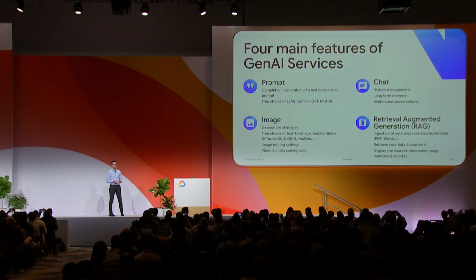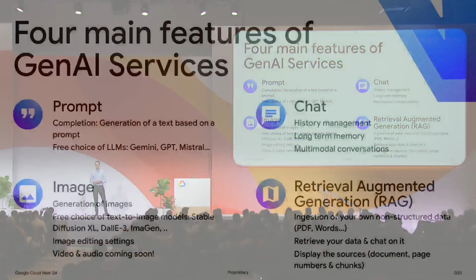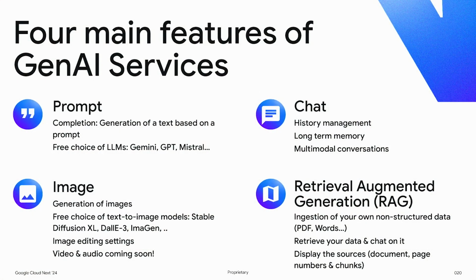But you will ask me, what are those APIs doing? Finally, we are doing the most popular things we can do with GenAI today. We are doing prompt, so just a completion, with the full flexibility in terms of LLM you could choose. We are also doing chat with multi-turn, with session memory, long-term memory, and very soon we will add multimodality, so the ability to upload a picture, upload a video, to be able to ask questions on them.